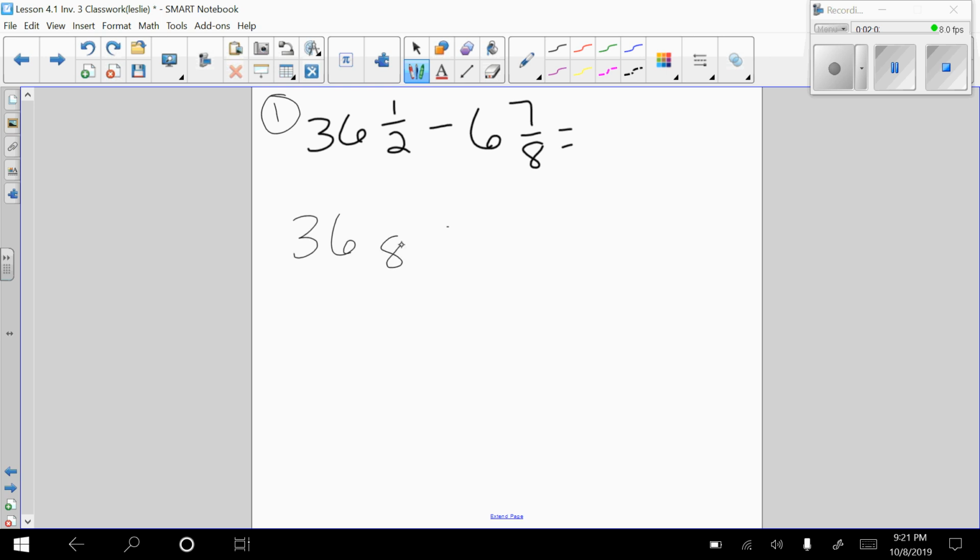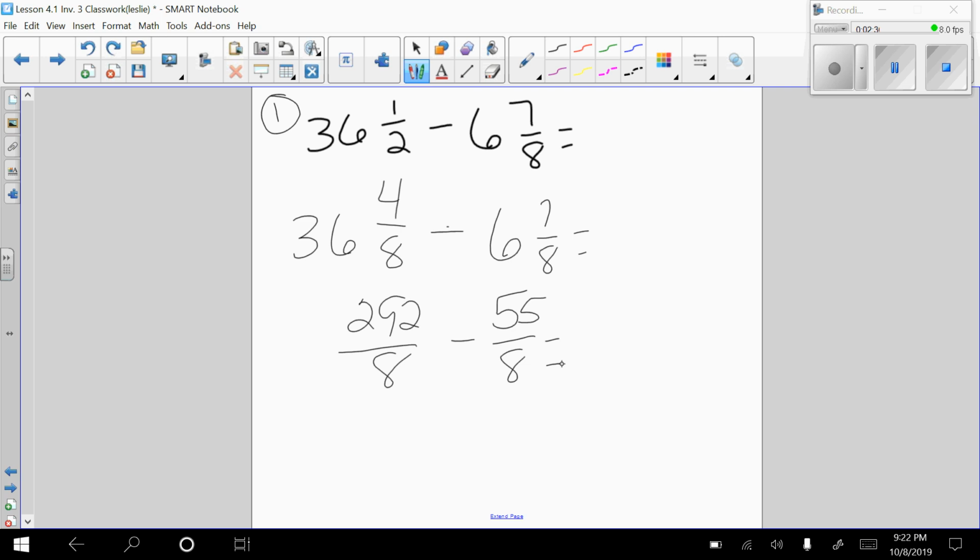36, do not forget that whole number, with a denominator of 8. And 6 7/8 can just come along because it already has a denominator of 8. What did I do to 2 to get to 8? I multiplied by 4. I need to do the same thing to the top. 1 times 4 is 4. Now let's change to the improper fractions. 36 times 8 plus 4 gives me 292. Denominator still 8. Minus 6 times 8 plus 7 gives me 55. Denominator again is still 8.